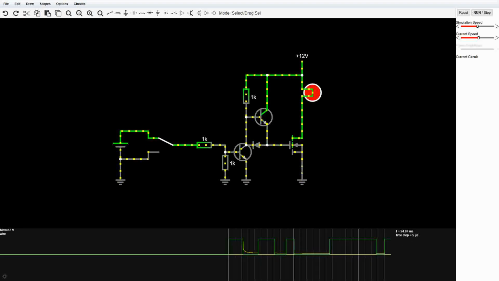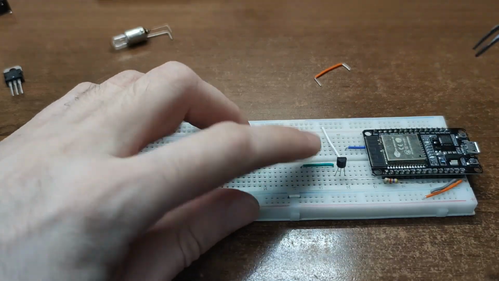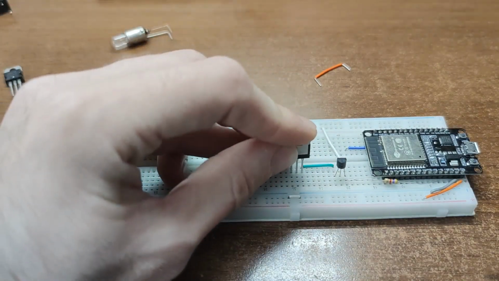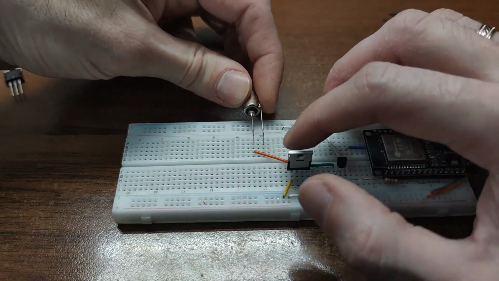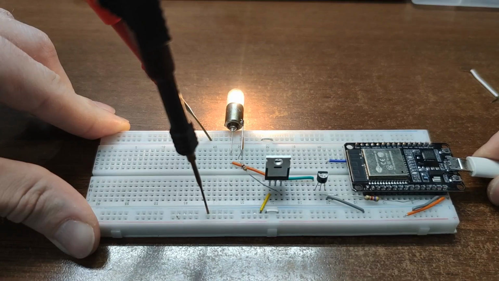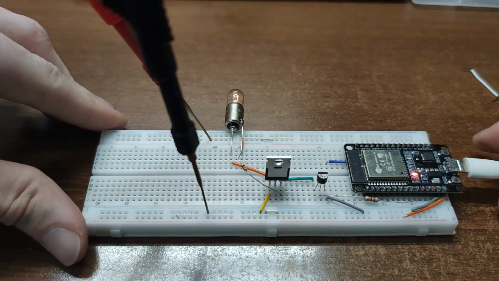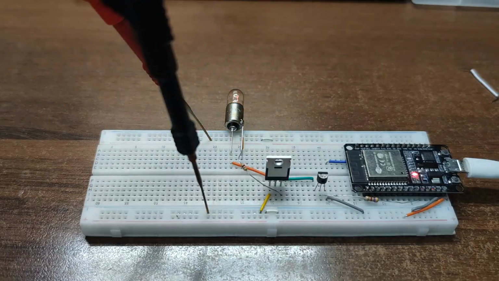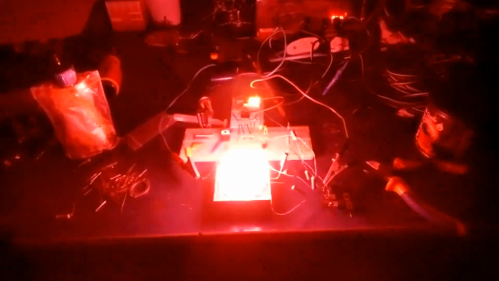So, in the simulator everything works. Let's build it for real. And finally, the circuit works. Now we can connect something powerful.